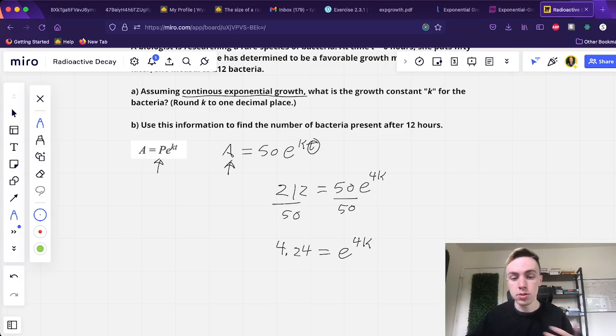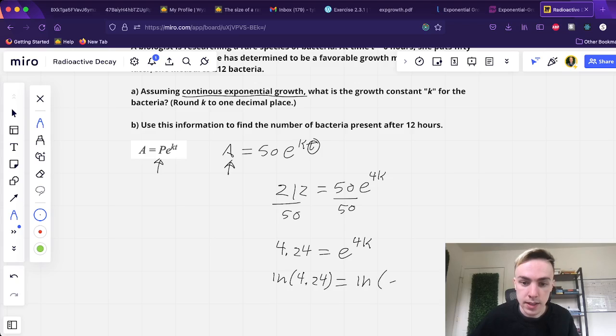Well, we have a tool for that called logarithms. We can take a log of base anything we want, log base 10, which is our standard logarithm, log base 15, 20, whatever we want. But since e and the natural log are inverses, it makes sense to take the natural log of both sides because that will cancel with the e. So we do that. We take ln of 4.24 equals ln of e to the 4k.